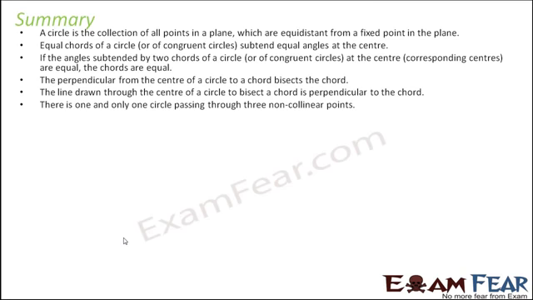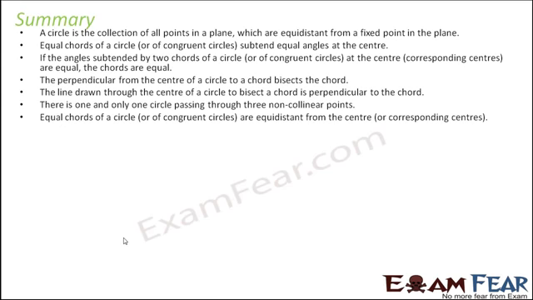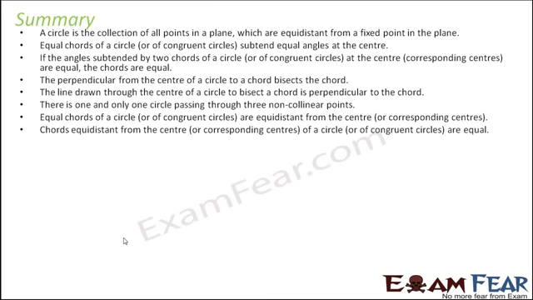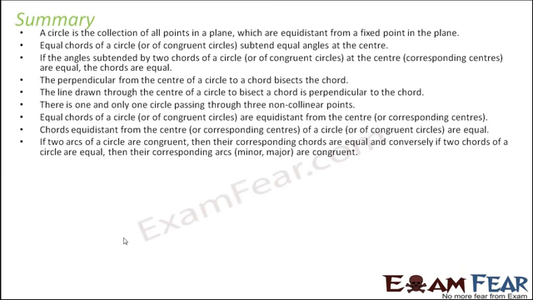There is only one circle that we can draw from three non-collinear points. Equal chords of a circle are equidistant from the center, and the reverse is also true. Chords equidistant from the center are equal. If two arcs of the circle are congruent, then their corresponding chords are equal, and converse is also true, that is if the two chords are equal, then the corresponding minor arc and the major arc, they are also congruent.